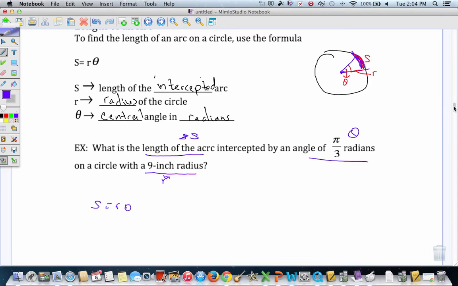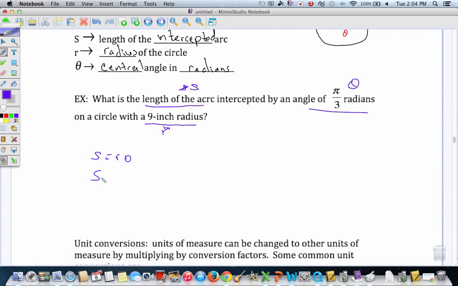You can see in this case we're trying to find S. So S is going to equal the 9-inch radius times the pi over 3. I'm going to go ahead and write it out this time, but we probably won't write this out very often. I made a comment about this earlier in one of our other sections, but radians is considered to be a non-label, so when I multiply inches times radians, my label is going to stay as inches. And 9 times pi over 3 radians gets me about 9.42 inches as the length of our intercepted arc.